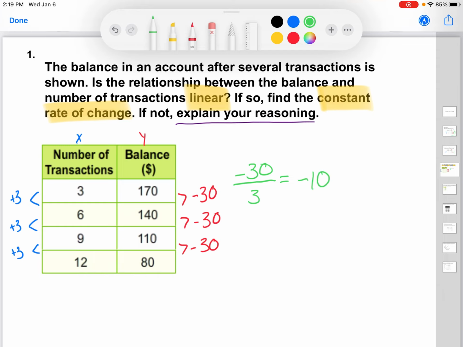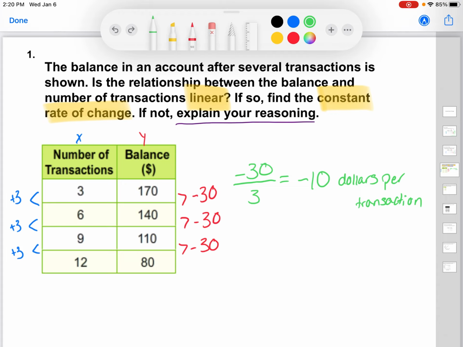So my constant rate of change is going to be negative 10, or negative $10 per transaction, if we put it in terms of this particular problem. So when we look at our y side here, it's going down $30, and it's going down $30 per every 3 transactions. So if we simplify that out, it's minus $10 per transaction.